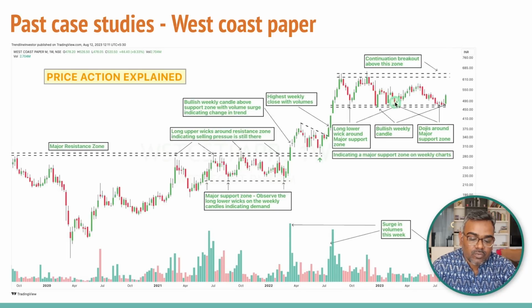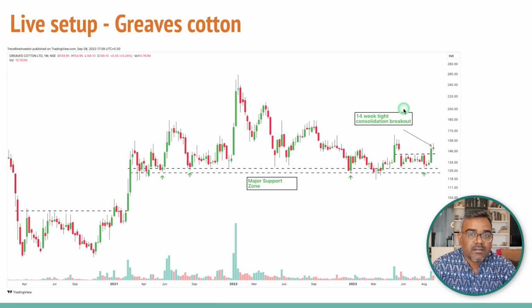Again we came down. We had two lower wicks here, and then again it went up, and again it came down. Small doji candles here, but this was a confirmation candle. And we also got good volumes. So that shows that this is a major support zone and the price reversed, right? Now these are the four past examples.